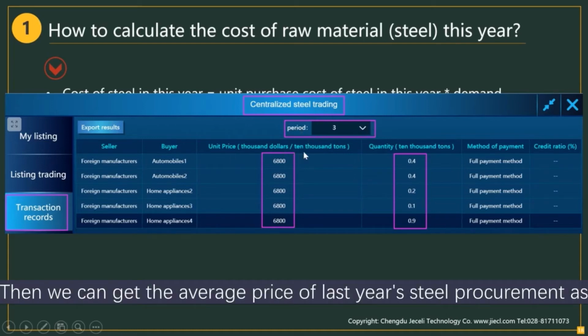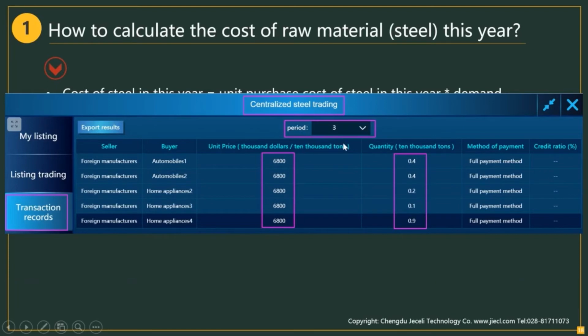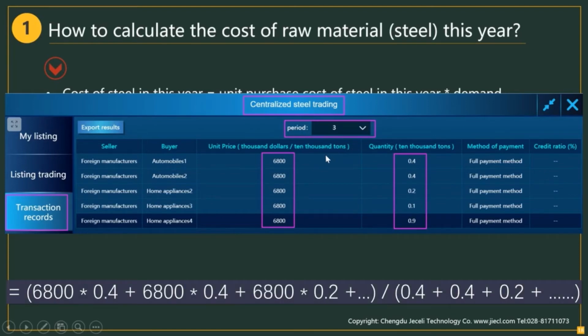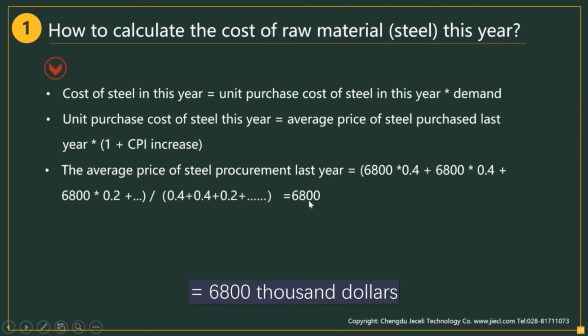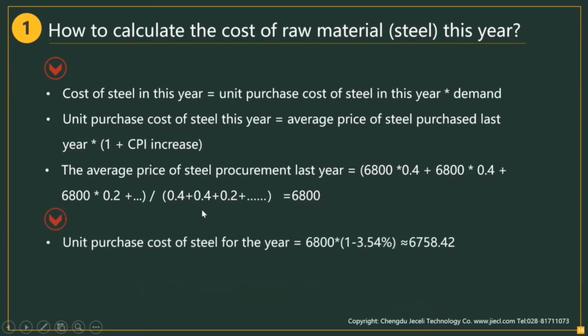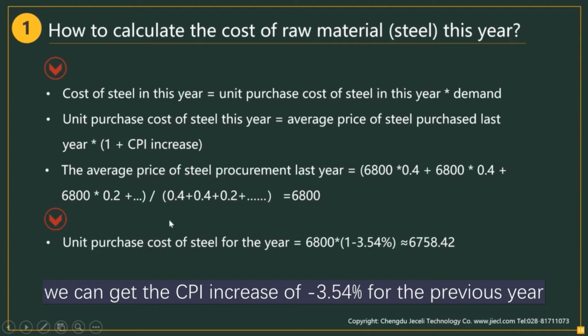You will see the steel transaction data for the third year. Then we can get the average price of last year's steel procurement as the sum of 6,800 times 0.4, 6,800 times 0.4, 6,800 times 0.2, and etc., divided by the sum of 0.4, 0.4, 0.2, and etc., which is equal to $6,800,000.